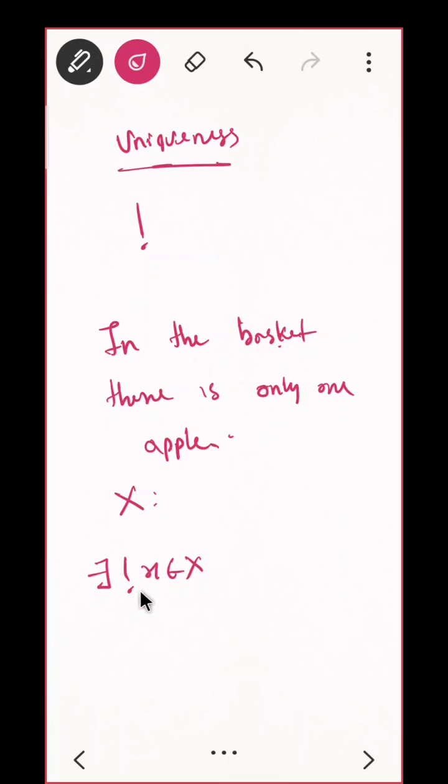This is unique. Unique means what? There exists unique x belonging to X, that is, x is apple. You can say X is the set of all fruit in the basket, and you can say there exists unique x belonging to X such that x is apple. Do you see that uniqueness property? That means this x is unique.